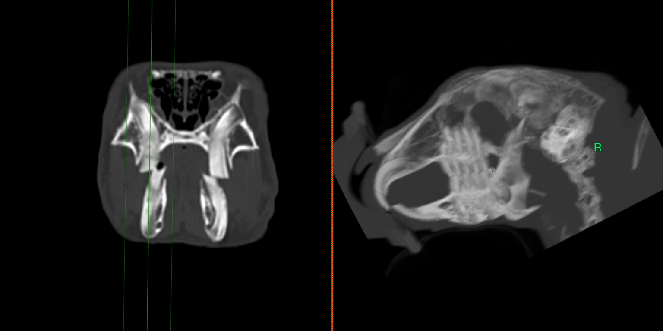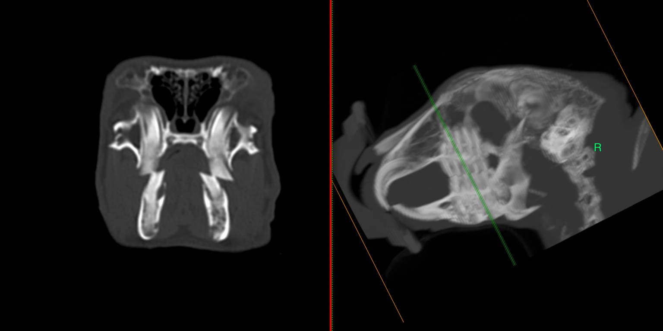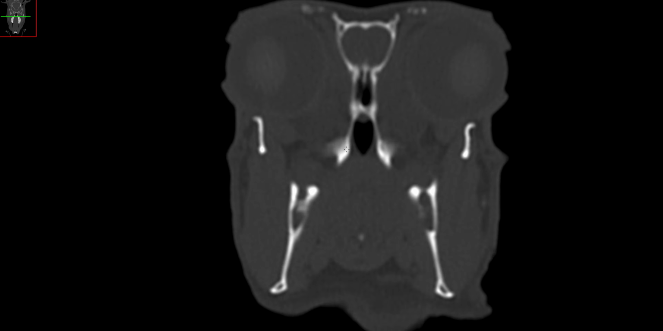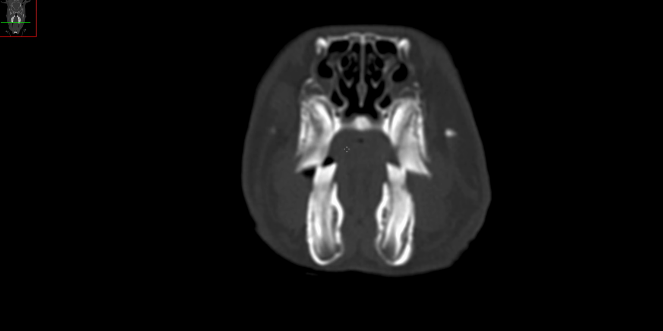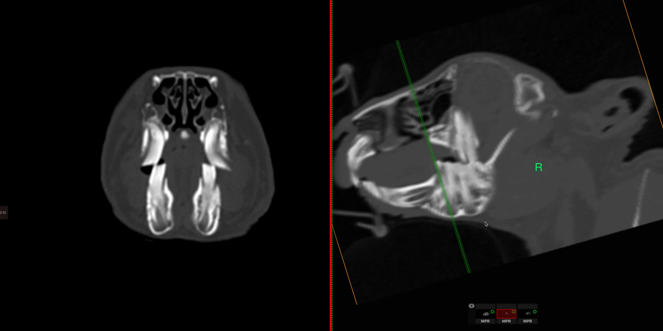So now we want to check also the mandibular cheek teeth. Starting with the transverse slice here, we can see that at some point there is the impression of slight irregularity and thinning of the ventral cortex of the mandible. So in order to check this, we want to again perform a sagittal reconstruction.